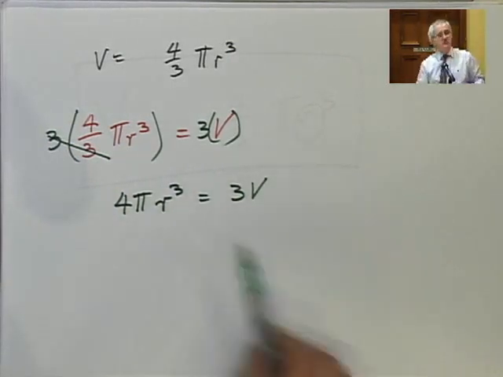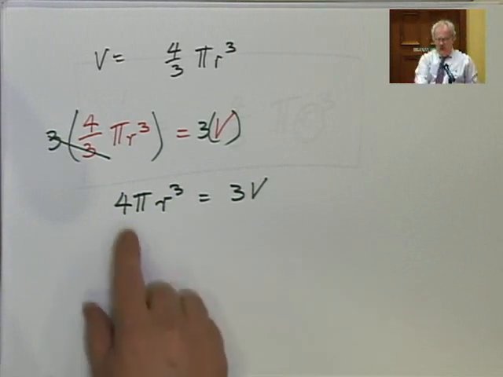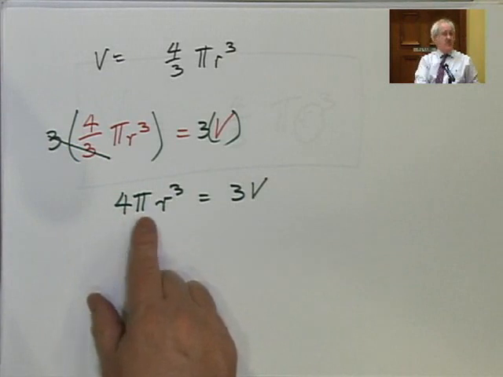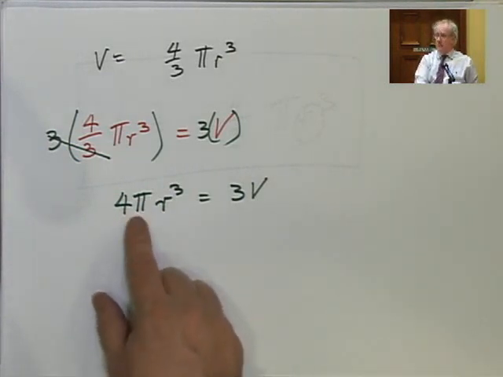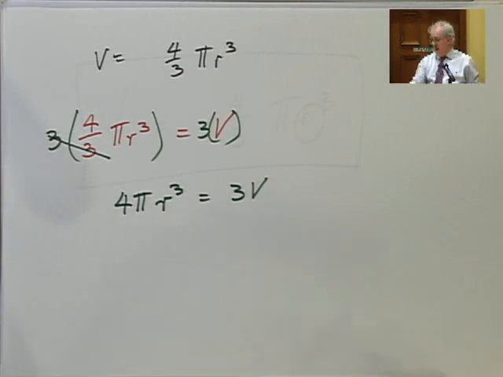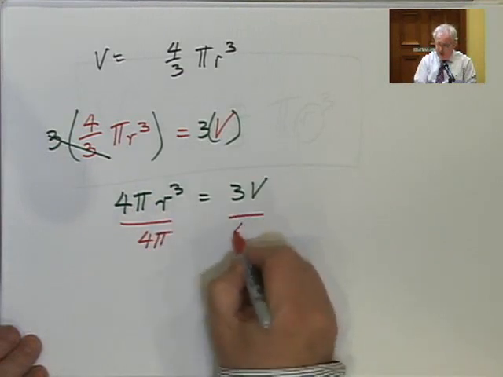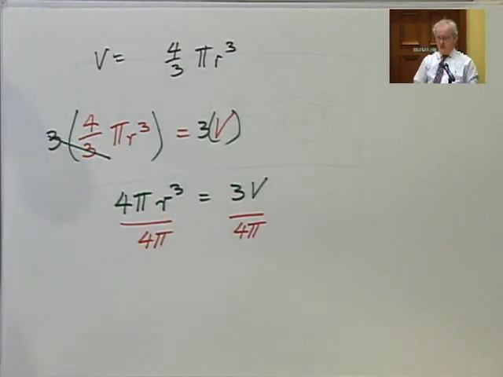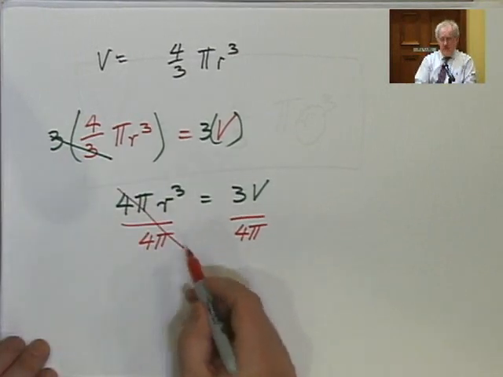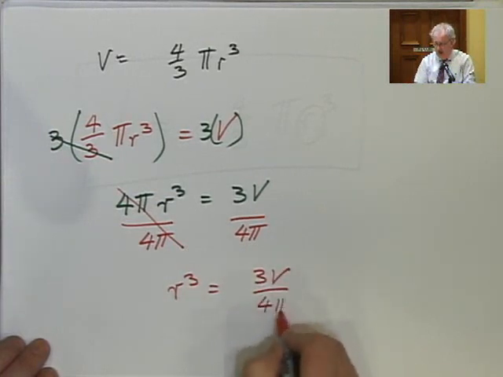Is it a bit better? Yeah. What's 4 pi? Is 4 a number? Pi a number? 4 pi is about 12 or something. So that's just a number. Is it multiplying? How do I get rid of multiplication? Divide. So if I divided both sides by 4 pi, what would happen? They'd go, wouldn't they? So I get r cubed is 3V over 4 pi.